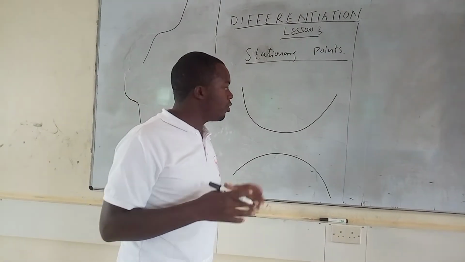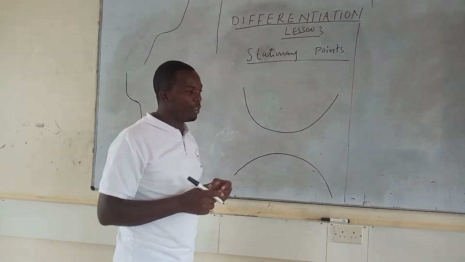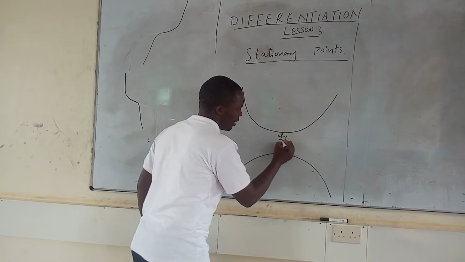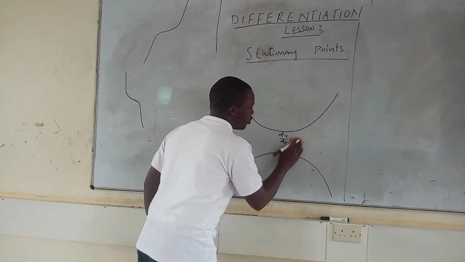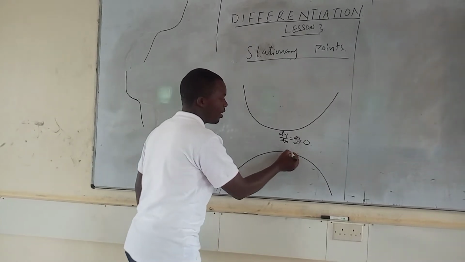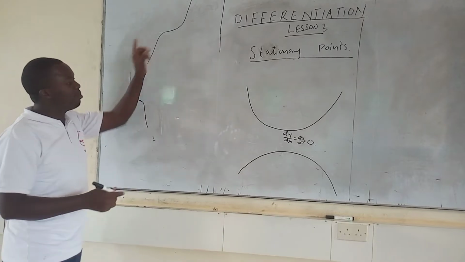At this point, it's good to note that at a stationary point, the gradient of these curves is equal to 0. If you find dy/dx here, which is the gradient function, it is going to be 0. The same thing will happen here. The gradient must be 0. Here, the gradient must be 0. The gradient must be 0.